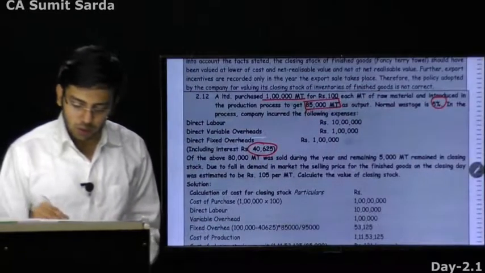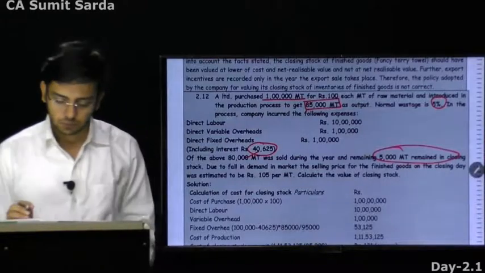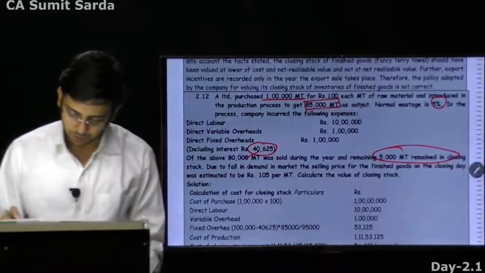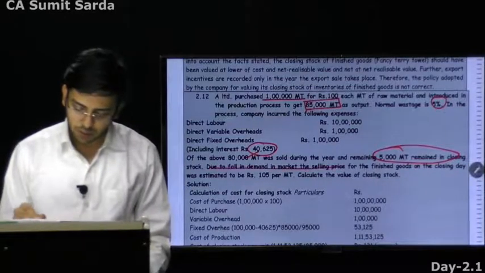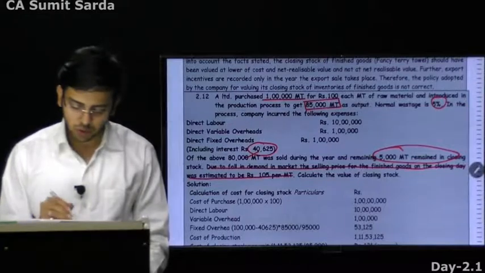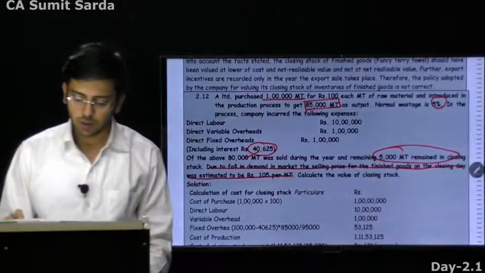Of the above, 80,000 was sold during the year, and 5,000 units remain in closing stock. The next part, due to fall in demand, the market price has been 105. We'll talk about this later. So I'm crossing down the line: calculate the value of closing stock.